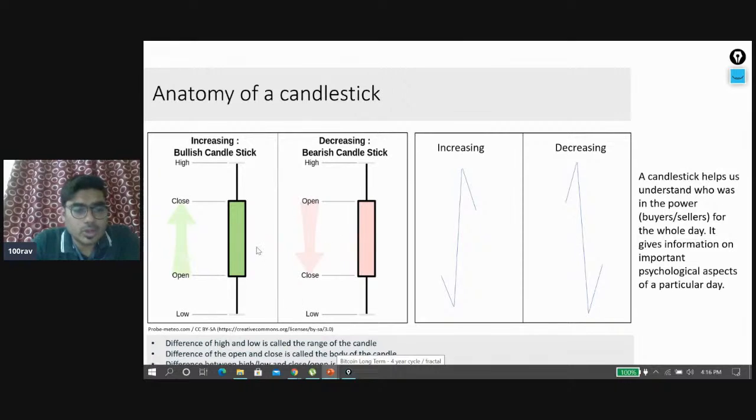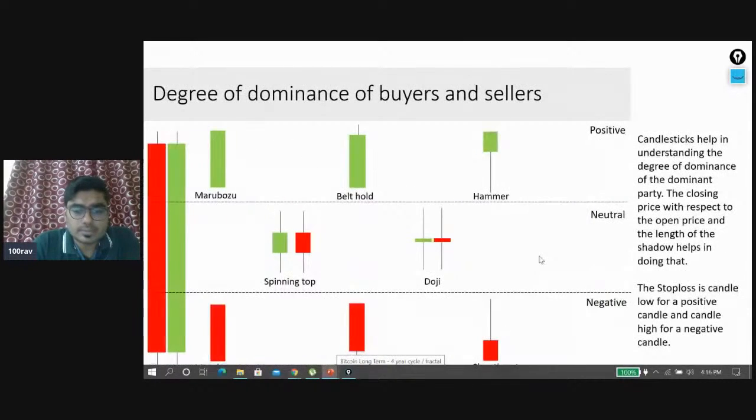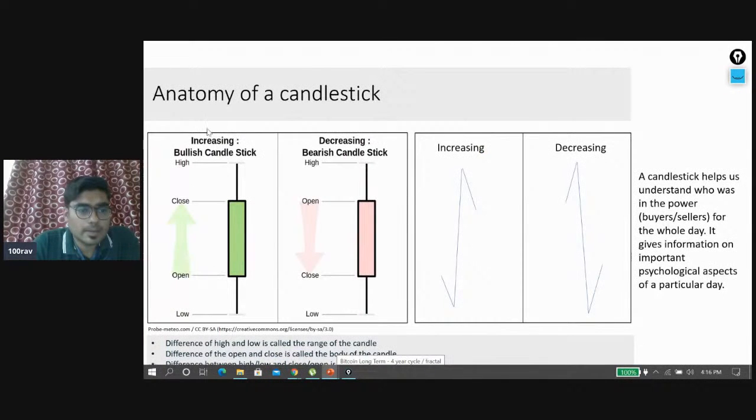So how does a candle look like? What are the different parts of a candle? A candle has 4 parts: open, close, high, and low. Open is the opening price, the price at which the stock or an index opened that particular day. So at 9:15, whatever is the price will be printed here, right?